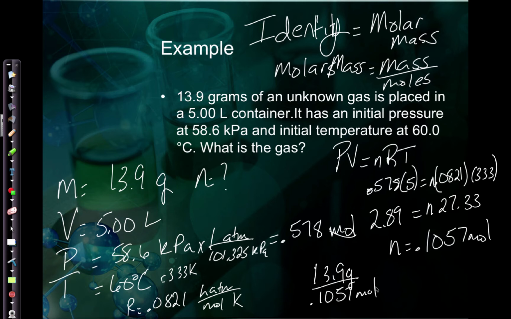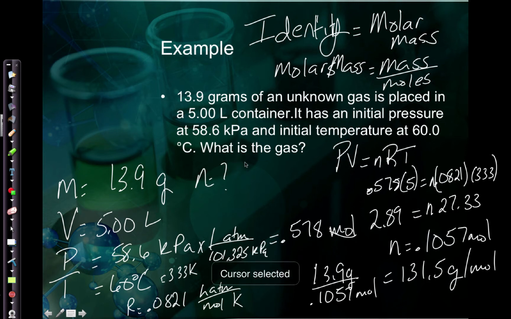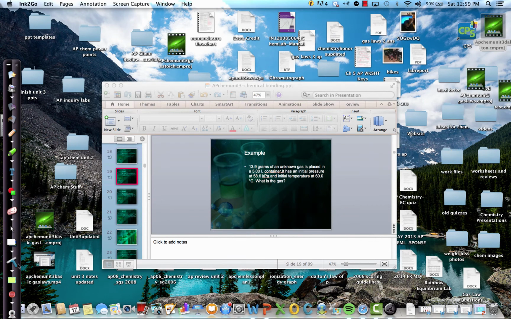That's going to be 131.5 grams per mole. Okay, so unfortunately, this question is missing a little bit of information, and that's more of a typo than anything. Basically, if you look at this question, it needs to give you just a little bit more information. It needs to tell you maybe it's a diatomic molecule, or maybe it's a noble gas, or something to that effect. So let's look up the periodic table.